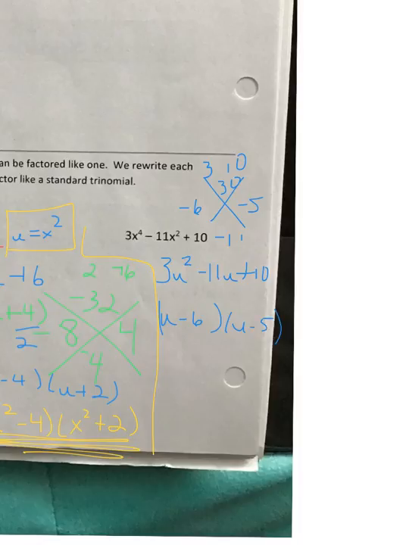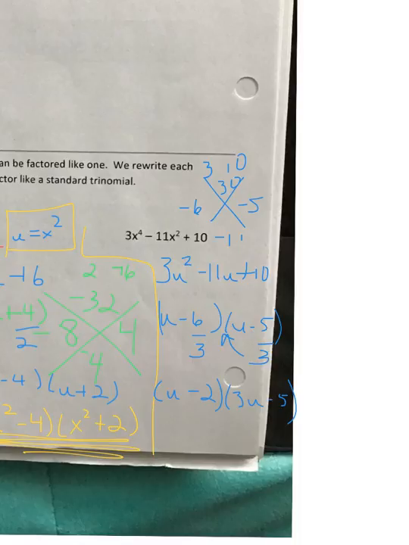Again, divide by a. And u minus 2, because 6 divided by 3 is 2. Can you divide 5 by 3 without getting a decimal? Nope. So you're going to slide that out in front.